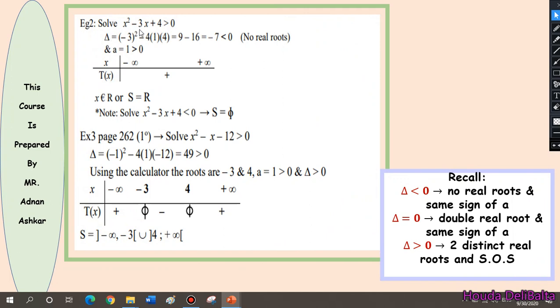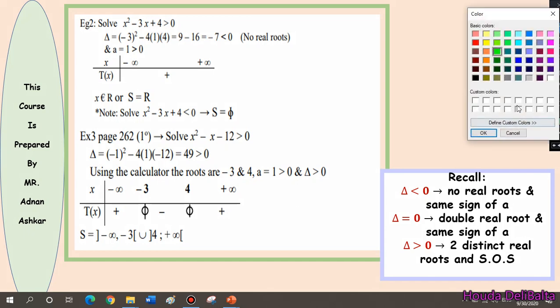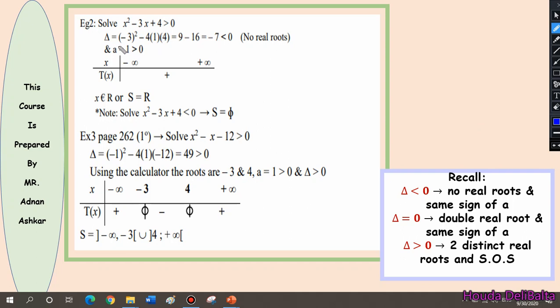Solve x squared minus 3x plus 4 greater than 0. So we have to solve this. First of all, we find delta. Delta here is negative 7. So we are going to use the first remark: if delta is negative, no real roots, and we take the same sign of a. So no real roots. Then we just take the sign of a, which is 1 here. So we just put in the table minus infinity, plus infinity, and we put a plus sign.